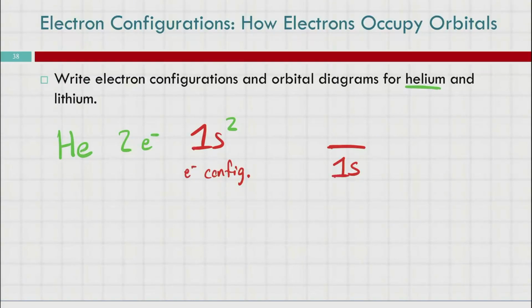And then we have to put 2 electrons into this box area. And because of the Pauli exclusion principle, if we put one up, then we have to match it with one that's down. So that's our orbital diagram. Questions?